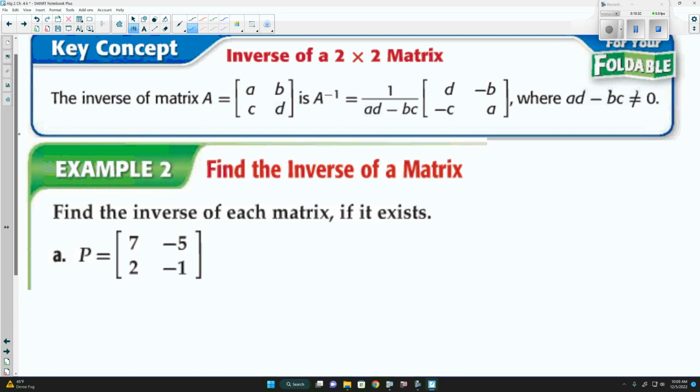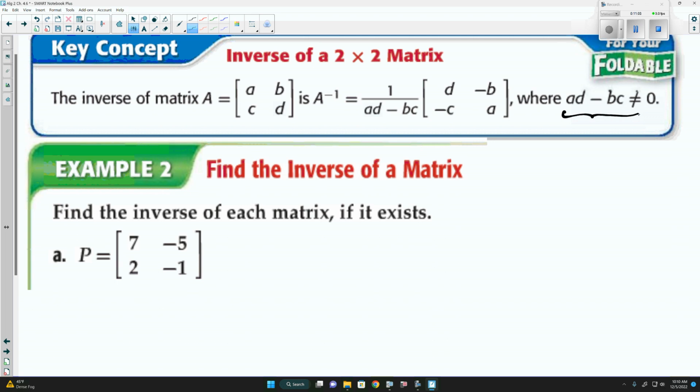A inverse is equal to 1 over AD minus BC times the matrix D, negative B, negative C, A. Now, this theorem here that they gave us is how we can find the inverse, where AD minus BC is different from 0. Well, if AD minus BC is 0, we're dividing by 0, so it doesn't work.